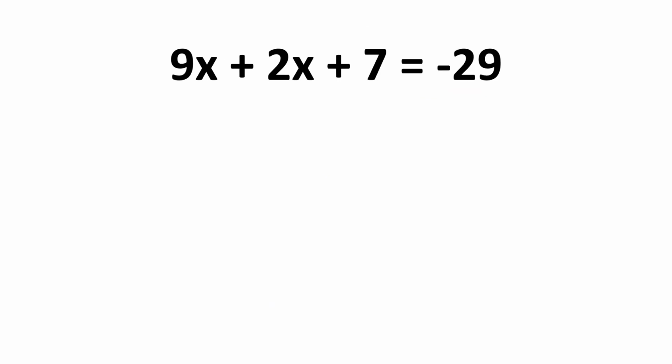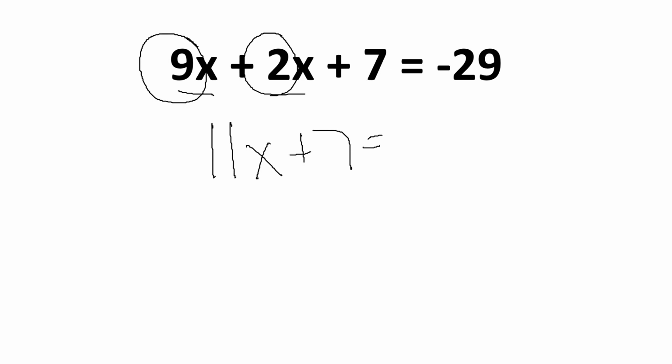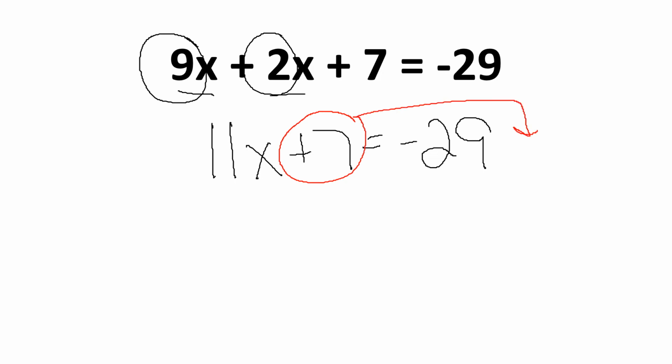It's kind of the same idea in that I have two x's. So I'm going to go ahead and combine those. If I have 9x's and I get 2 more x's, I now have 11x. Now that's a negative 29, okay? You have to also remember your negative and positive rules. I need to get x by itself, so I'm going to move this plus 7 over.